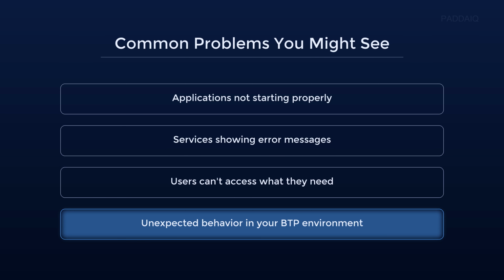Unexpected behavior in your BTP environment. This means your SAP BTP setup is acting strangely or not as intended without a clear reason. For example, an application might suddenly stop responding even though you haven't made any recent changes. Recognizing these anomalies early is crucial for maintaining a stable and reliable cloud platform.